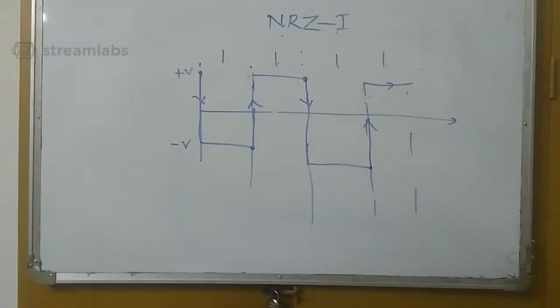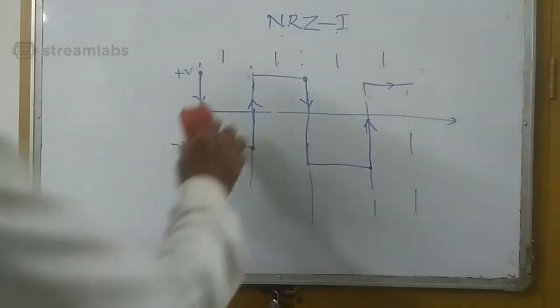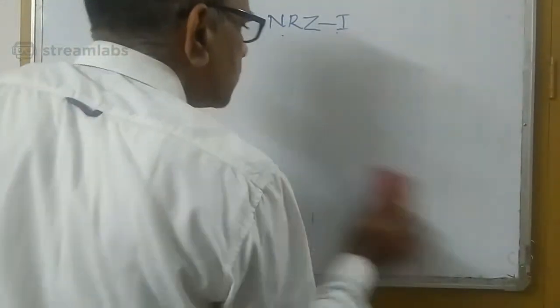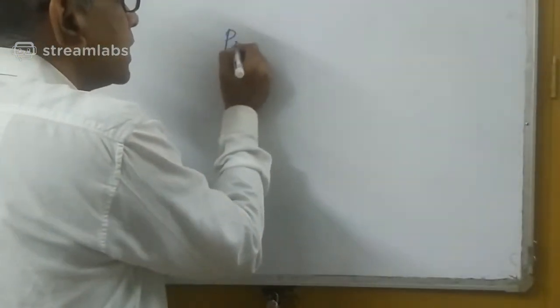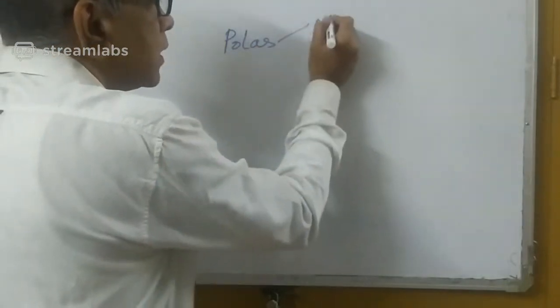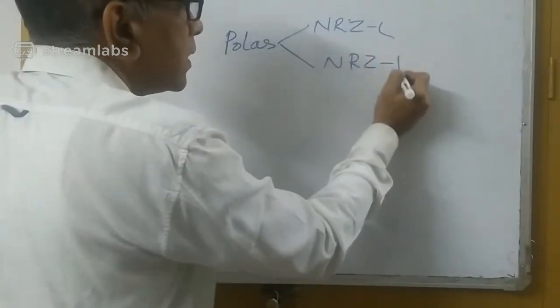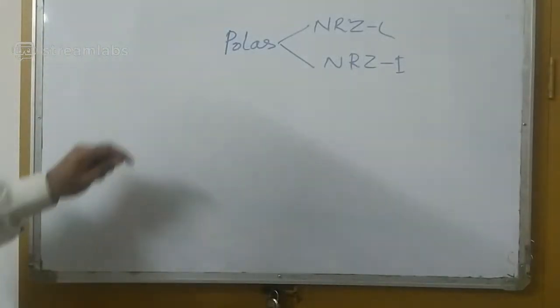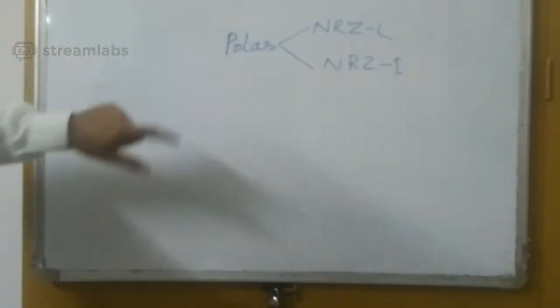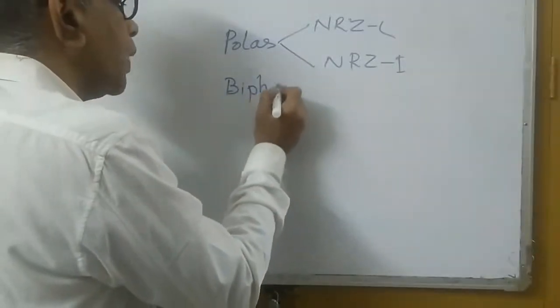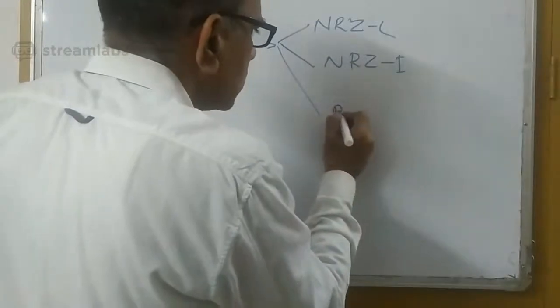Next is the biphase scheme, which is the third category of this method. There are three versions of the polar scheme. One is NRZ-L, the second one is NRZ-I, and the third category in this polar scheme is the biphase scheme, which is also part of polar.